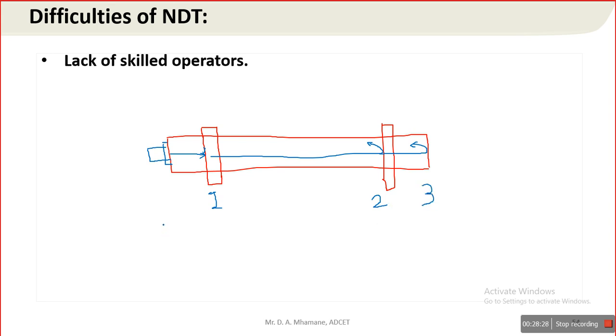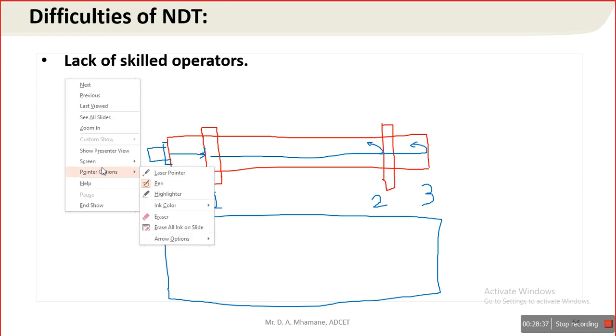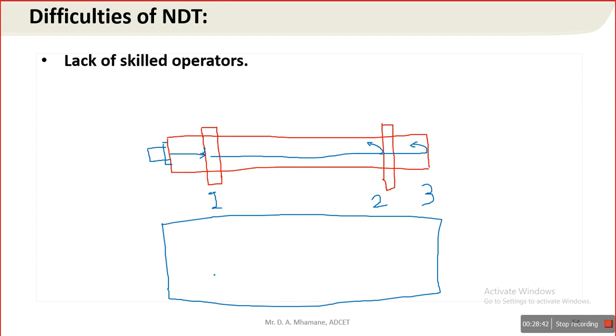So on the machine screen, what happens? Suppose this is the machine screen. Here there may be one echo. This is the initial echo. Here may be another echo. Here may be another echo. So there are 1, 2 and 3 echoes on the screen. So what is the role of the inspector?